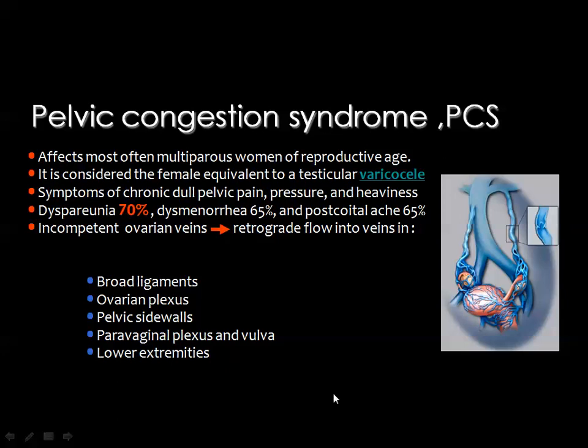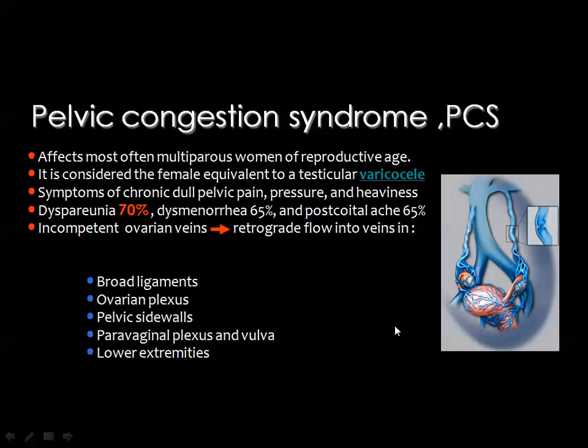Then we came to the pelvic congestion syndrome, which means that there are abnormally dilated veins in the pelvis, and sometimes they refer to this syndrome as the equivalent of the testicular varicocele in males. The symptoms are usually in the form of chronic, dull pelvic pain, pressure and heaviness, dyspareunia, dysmenorrhea, and postcoital ache.